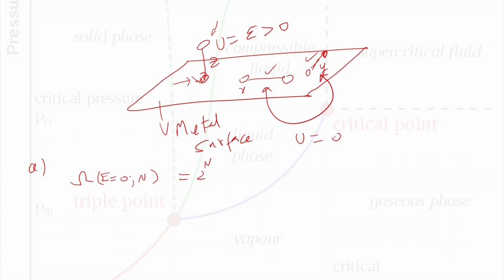So, if the energy is 0, this is epsilon. You should not confuse my handwriting. This is epsilon, this is capital E. This is Latin, that is Greek. So, you see the number of microstates when the molecules are lying flat on the surface is 2 raised to n.